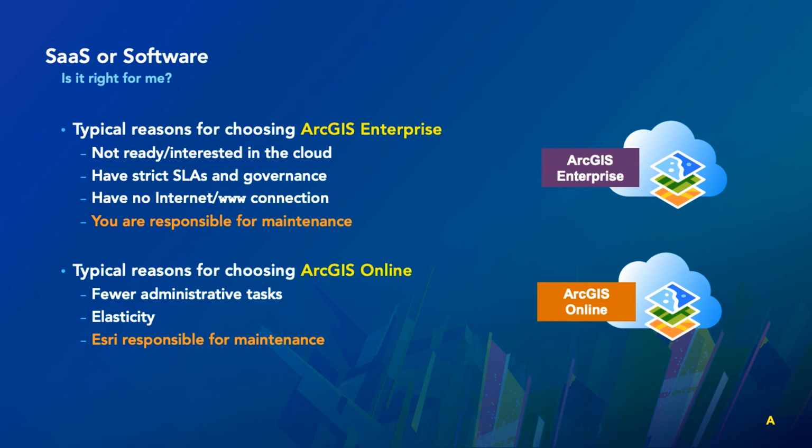So whether you use ArcGIS Online, which is software as a service, or you use ArcGIS Enterprise, which is just software that you install, it depends on a variety of reasons. Some typical reasons for using Enterprise: you're not interested in moving to the cloud, or you have some governance controls or some SLAs that require you to make sure that you provide that information. And maybe your users don't even have an internet connection where they can't access ArcGIS Online, and they need to access everything within their network. Well, then Enterprise is probably a better fit for you, but then you're responsible for maintaining that deployment, upgrading it, and making sure it's working great.